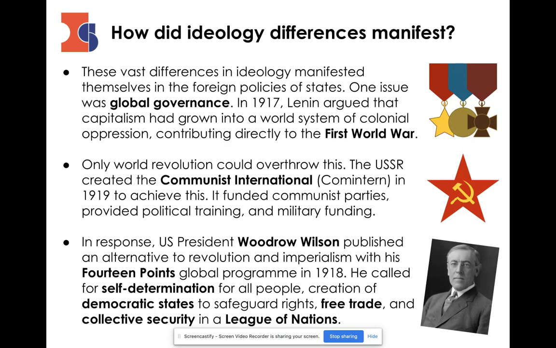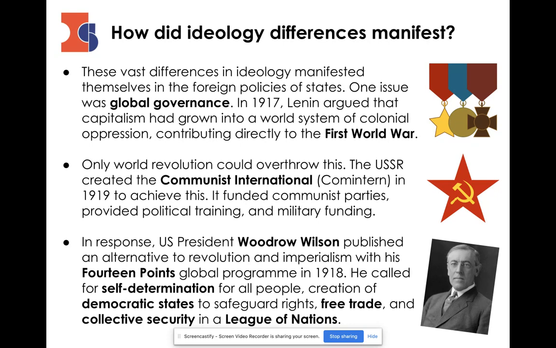So how did these ideological differences manifest themselves? Well, you could look at the foreign policies of both Soviet Russia and the USA to see how ideology drove conflict. If we look as far back as 1917, Lenin argued that capitalism had grown into a world system of colonial oppression. It's this drive for profit that led countries to occupy other nations. So they had to get rid of it.